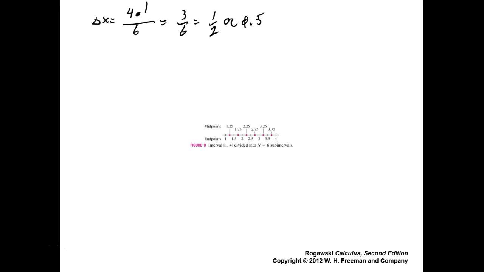For the midpoint rule, we first calculate the midpoint of each of these intervals. Between 1 and 1.5 is 1.25. Then 1.75, 2.25, 2.75, 3.25, and 3.75. So that's the interval for the trapezoid rule here, and the midpoint rule there. Now, it says calculate M6 and T6 for this integral from 1 to 4 of the square root of x dx. Midpoint first, then trapezoid, right? Okay, let's do it.